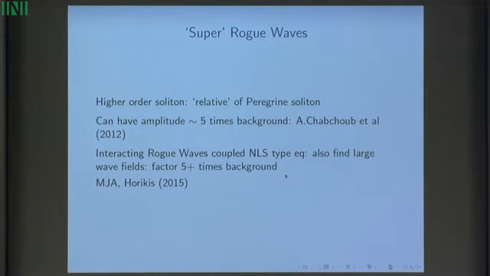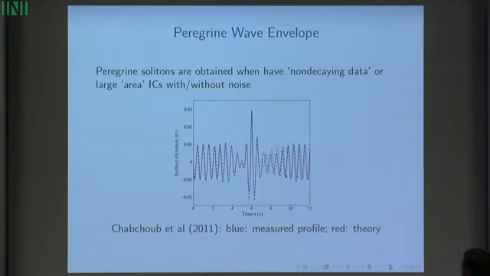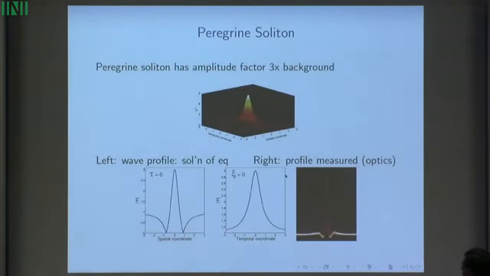And there are higher order solitons, the relatives of the Peregrine. Oh yes, the Peregrine, I should have pointed out, has an amplitude of 3. So its background is 1, the amplitude is 3. So it just fits this profile. And you do numerical experiments, and these things come out. They're very much like attractors, if you will. They want to come out.